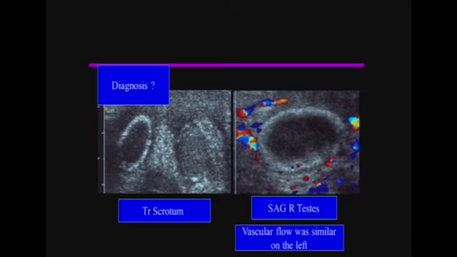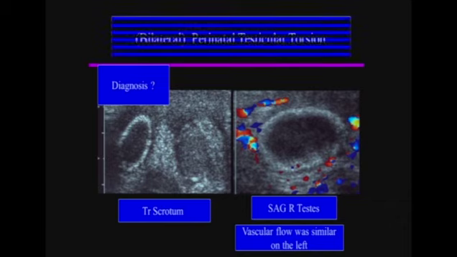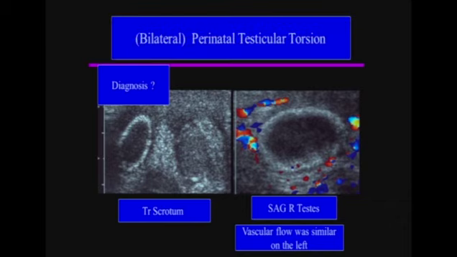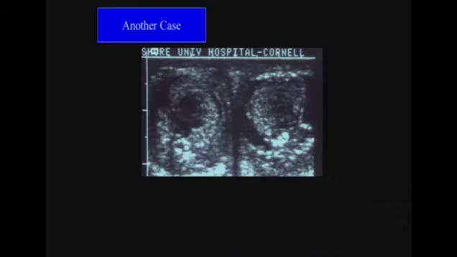Unhappily, the vascular flow on the left side was the same as on the right side, and this individual was one of a number of individuals I've seen in my life born with bilateral testicular torsion. Attempting to see flow within the testicle might actually save an occasional testicle if this torsion has occurred very near birth. Much further out in time, it won't be able to be saved.